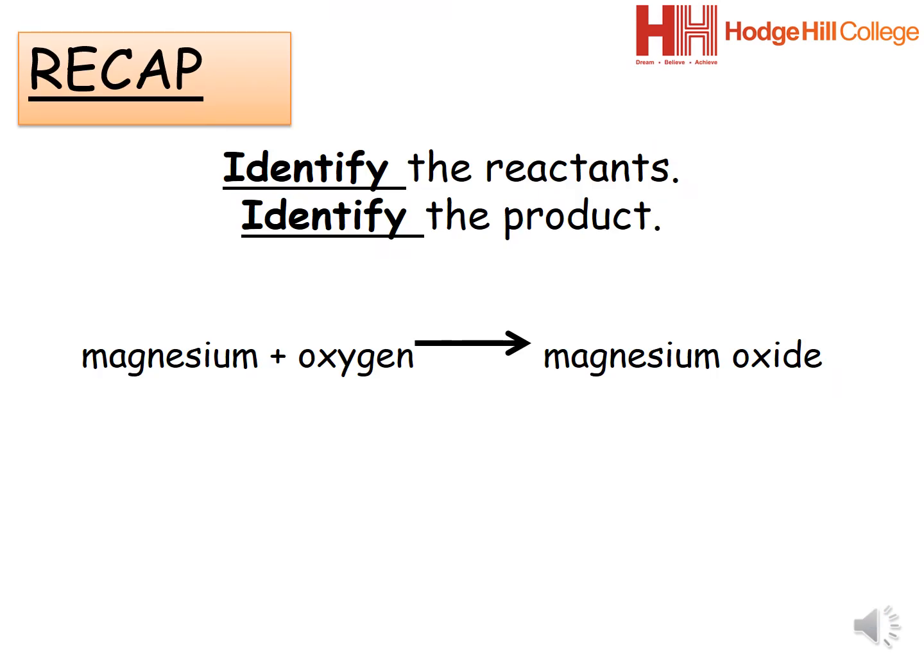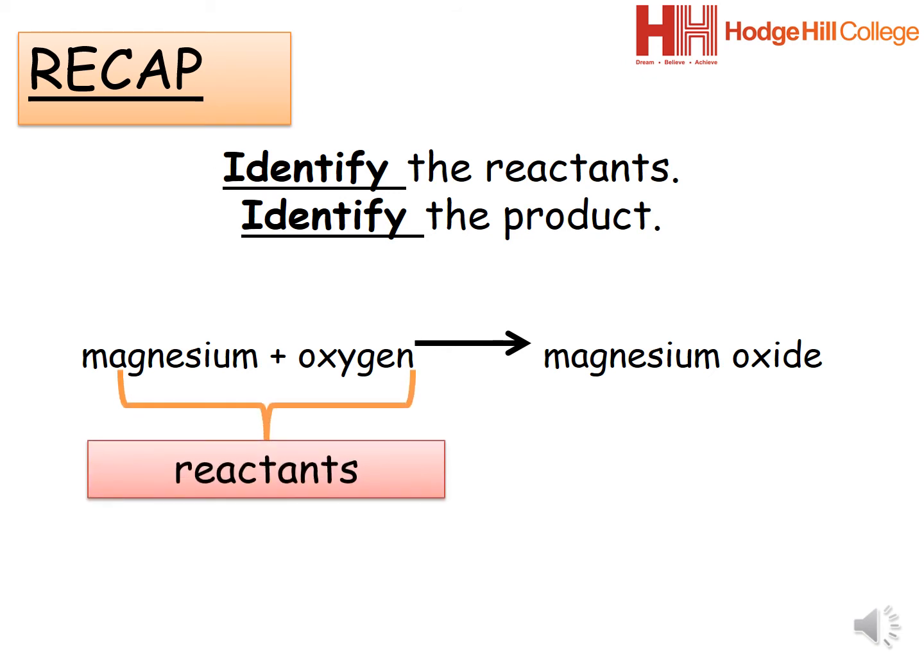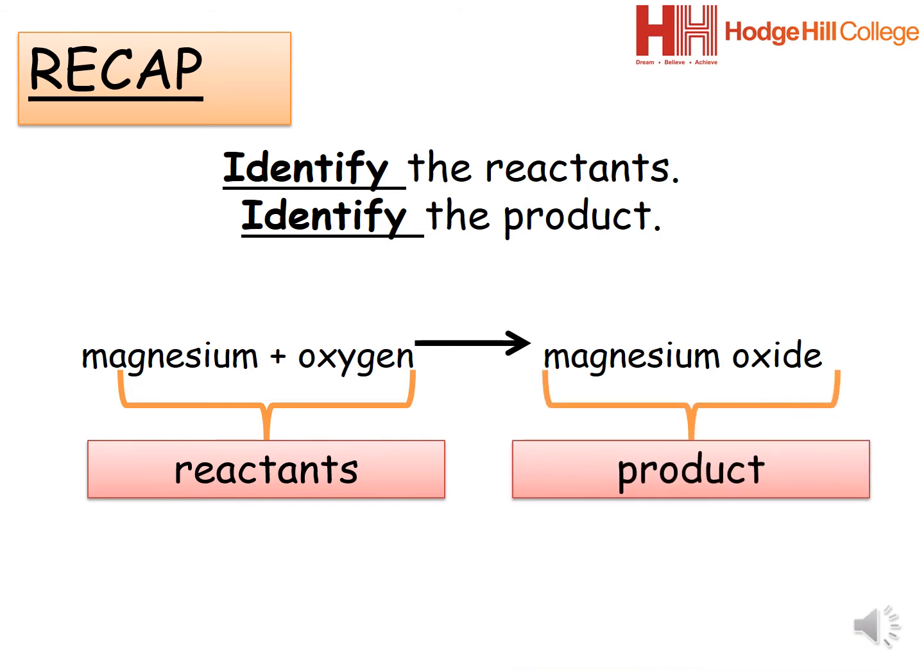So just to give you an idea, here is a simple equation. You have magnesium plus oxygen, both reacted together give magnesium oxide. So first of all, which ones are the reactants? The reactants are what you react together. In this case, magnesium and oxygen are the reactants. The product is what you end up with. So once the magnesium has reacted with the oxygen, you end up with the product being magnesium oxide. The product is always at the end of the arrow. It is what you end up with.